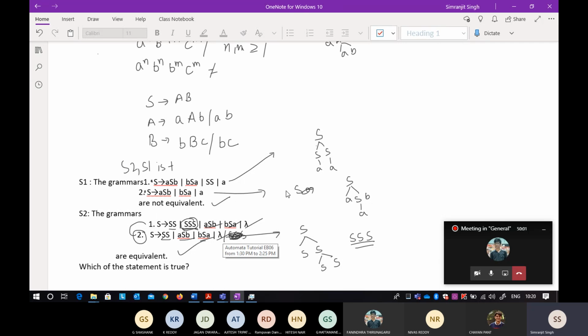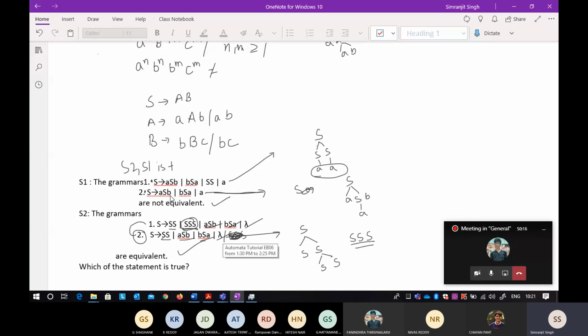The first grammar is not equivalent because you are not able to derive AA from one grammar, but for the other grammar, AA can be derivable. So these are not equivalent because they are not generating the same strings.